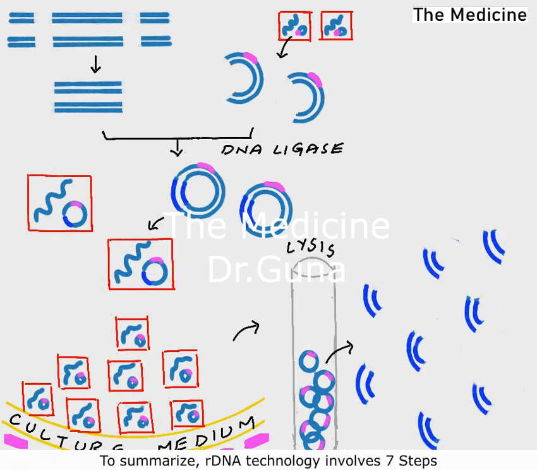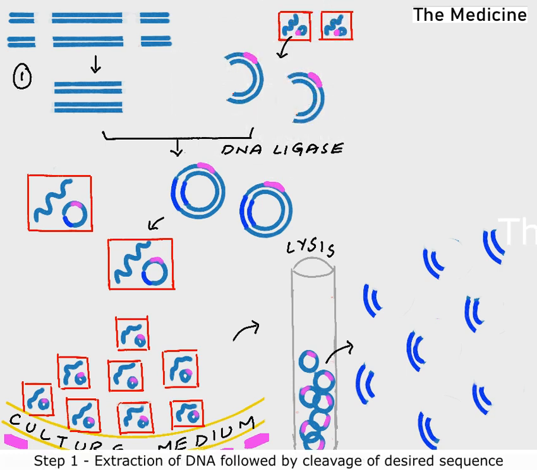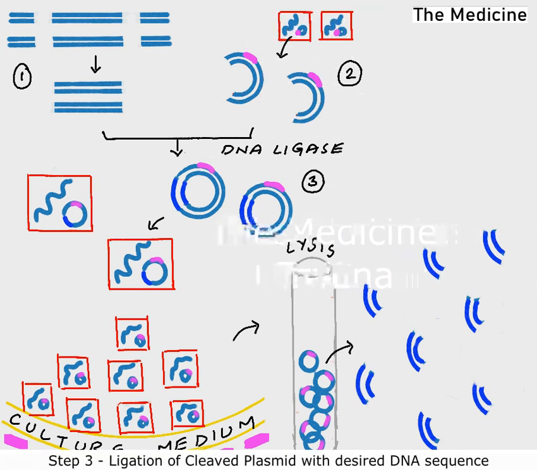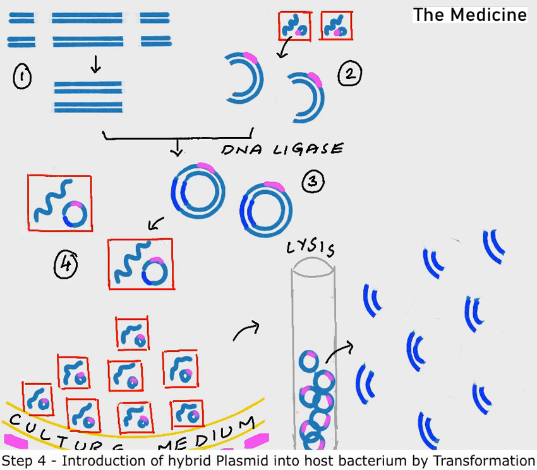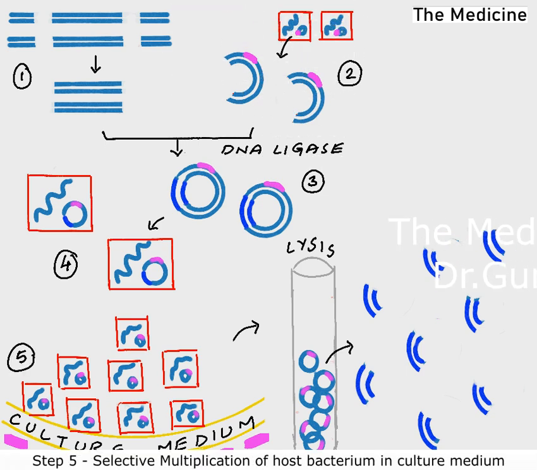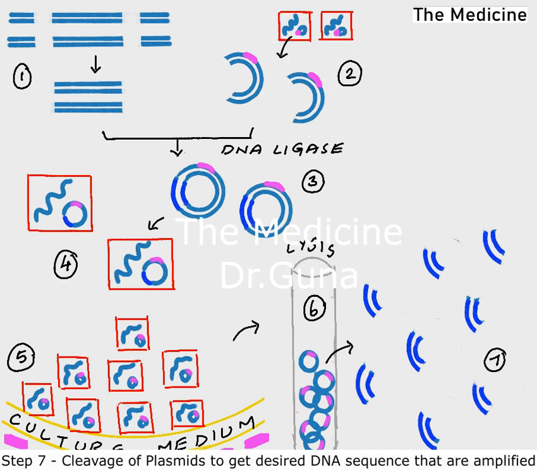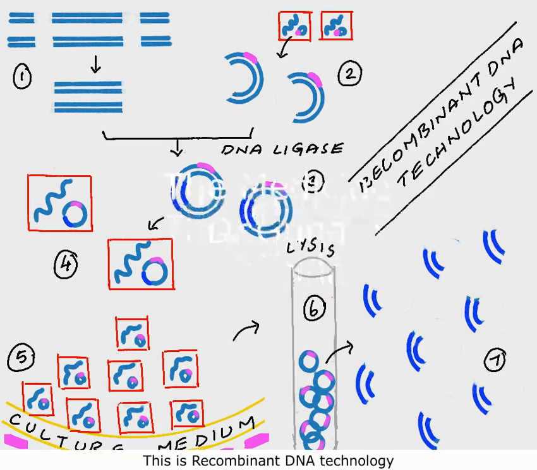To summarize, rDNA technology involves 7 steps. Step 1, extraction of DNA followed by cleavage of the desired DNA sequence. Step 2, plasmid isolation followed by cleavage. Step 3, ligation of the cleaved plasmid with the desired DNA sequence. Step 4, introduction of the hybrid plasmid into the host bacterium by transformation. Step 5, selective multiplication of the host bacterium in culture medium. Step 6, lysis of the bacterium followed by plasmid isolation. Step 7, cleavage of plasmids to get the desired DNA sequence that is amplified. This is recombinant DNA technology.